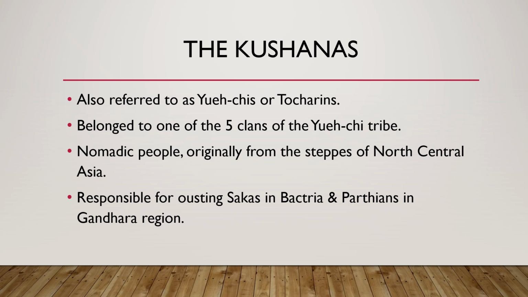The Kushanas succeeded the Parthians in the extreme northwest, and they spread themselves in successive stages in the regions of northern India. The Kushanas are also referred to as Yuchis or Tocharians. They belonged to one of the 5 clans of the Yuchi tribe. They were a nomadic people originally from the steppes of North Central Asia and were responsible for ousting the Shakas in Bactria and also the Parthians in the Gandhara region.